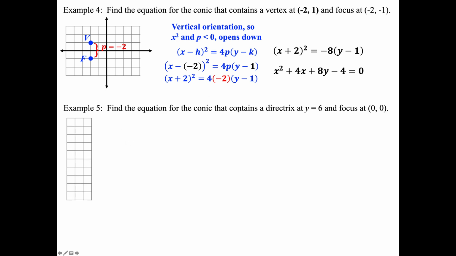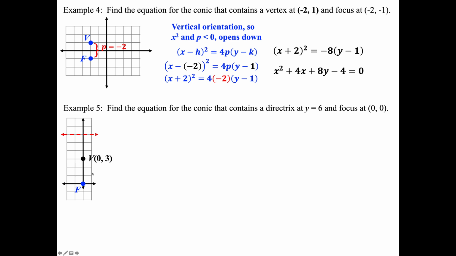Find the equation of a conic section that contains a directrix line of y equals 6 and a focus at the origin. So here's your origin, there's your focus. 6 squares up is your directrix. Where's my vertex? It has to be halfway in between, right there. So at 0, 3 is my vertex. And so here's my vertex, here's my focus.